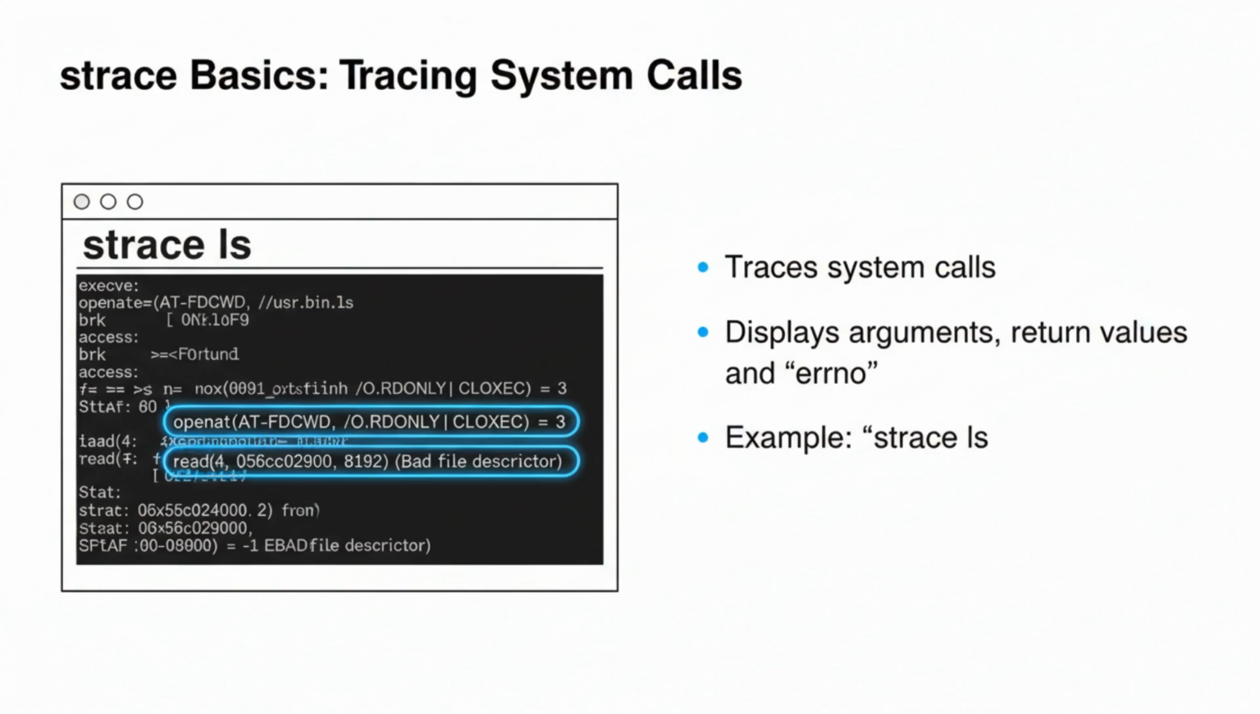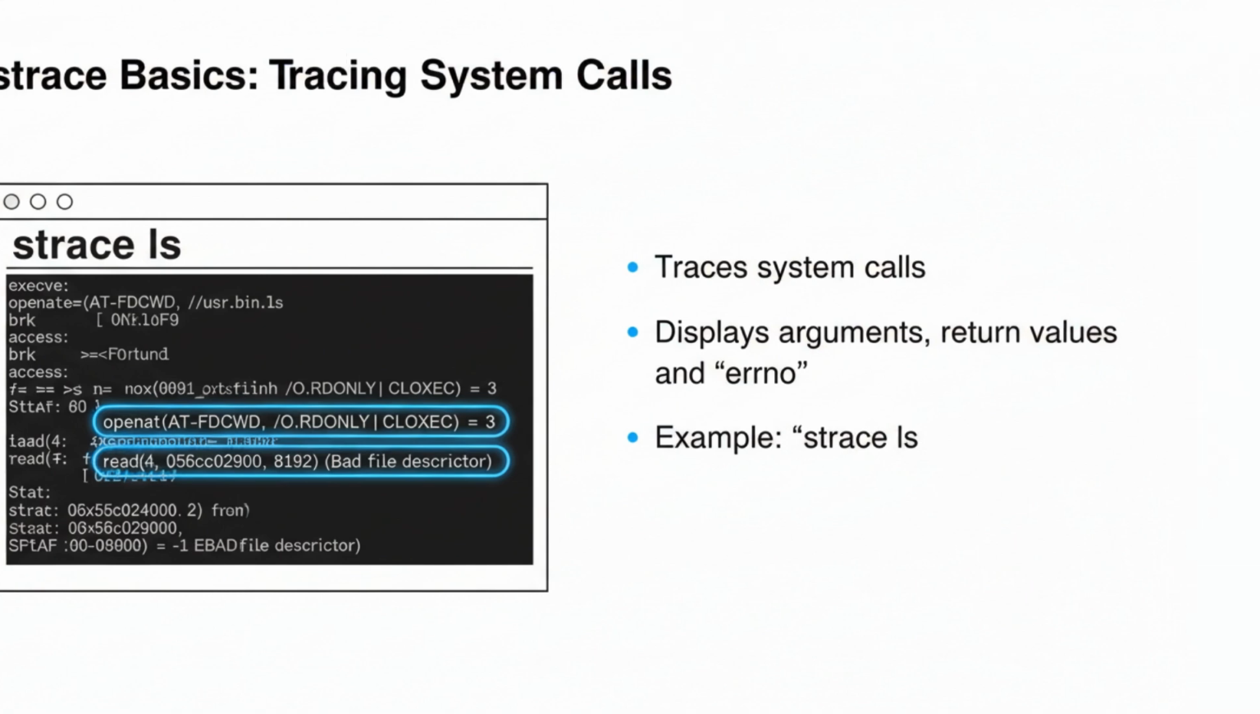For example, if a file cannot be opened, you might see open(...) = -1 EACCES, permission denied. Understanding these basic outputs is the first step before diving into more complex scenarios.